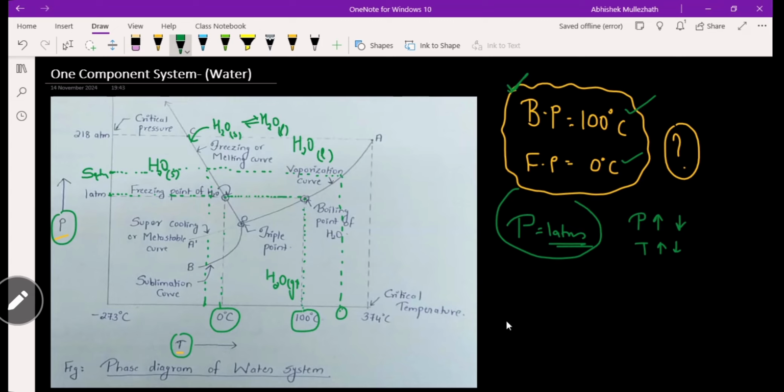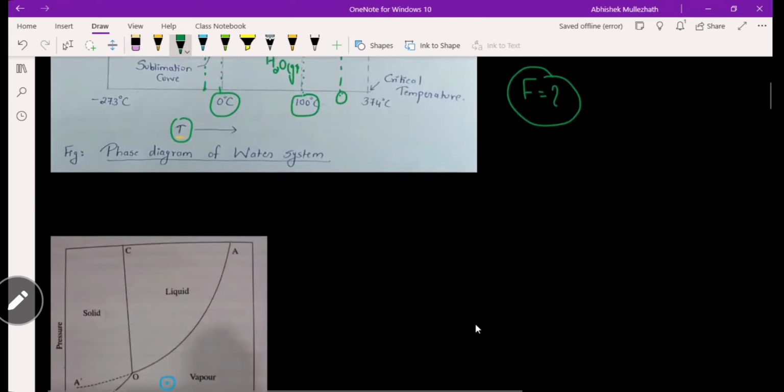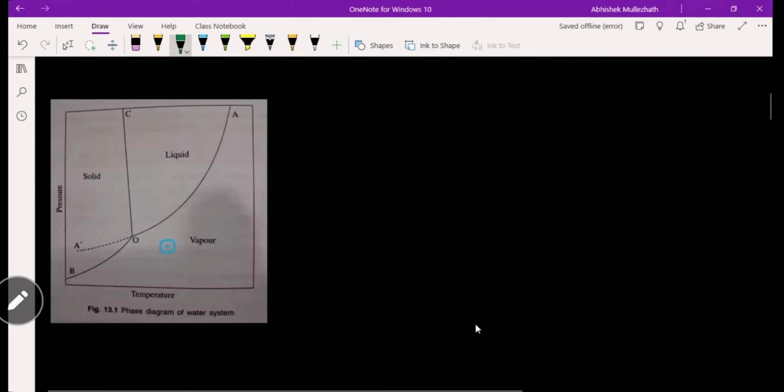Okay, now we have learned something called the degree of freedom, right? So let us calculate the degree of freedom over here and let us learn why we are calculating this degree of freedom and what is the use of it. Okay, I hope now you have understood the phase diagram of water. Now let us move towards different examples and learn how to calculate the degree of freedom.